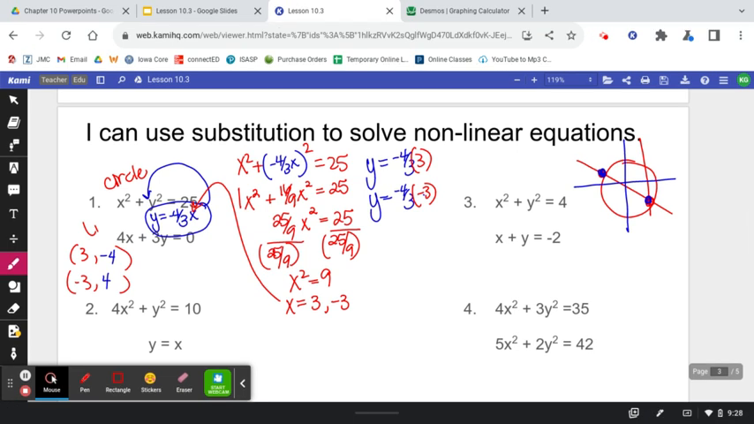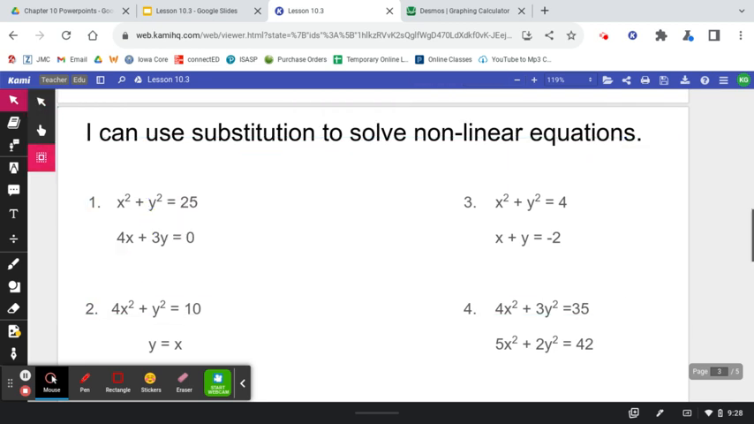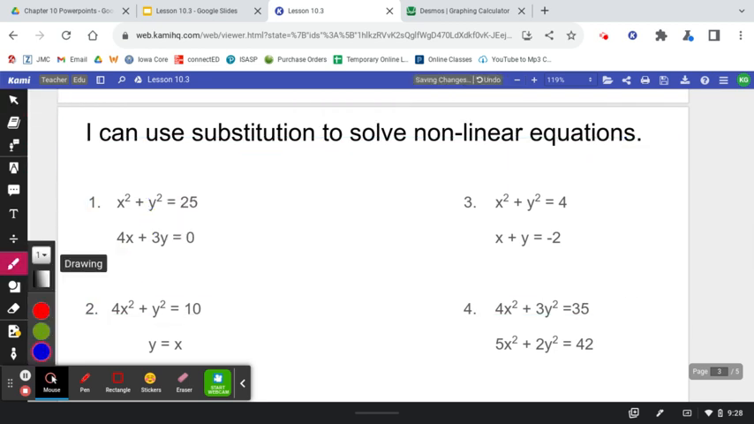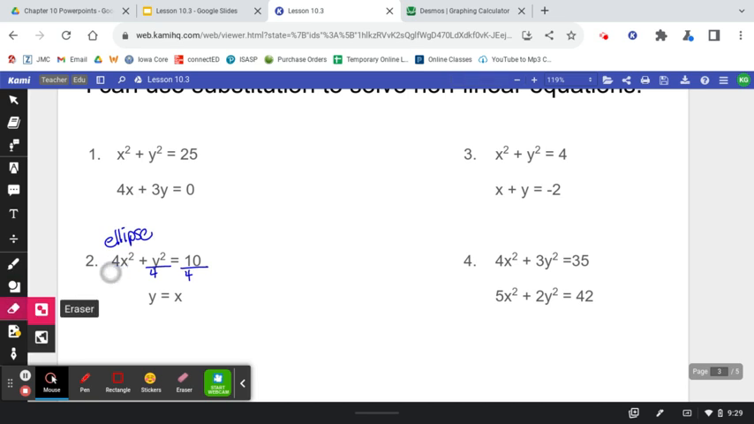All right, let's look at number 2. Need some room to work here. Okay, number 2, I'm starting with another circle. Actually, no, it's not a circle, sorry. It's an ellipse, because when I divide everything by 4, that would give me x squared plus y squared over 4 equals 10/4. So I don't need to do that. I just need to know that that is why it's an ellipse, not a circle.